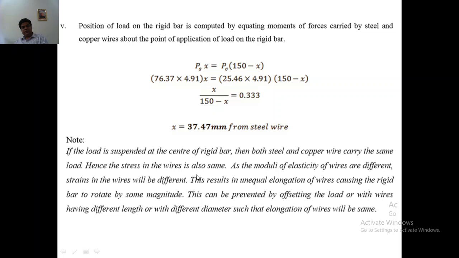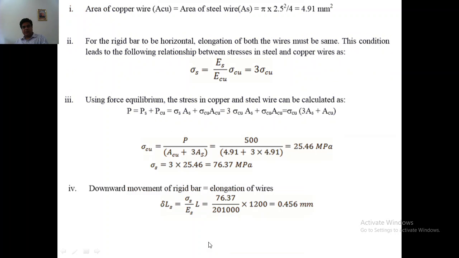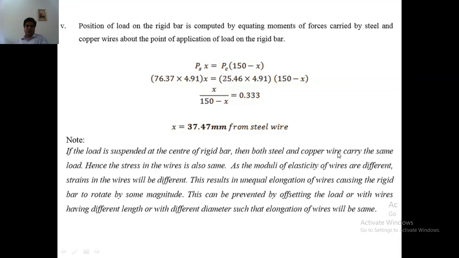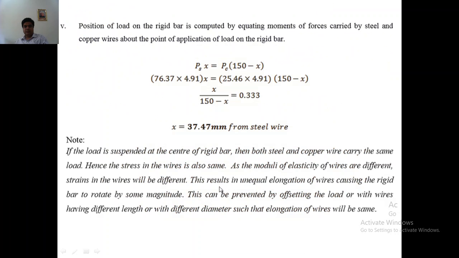Otherwise, what happens is, if the load is suspended at the center of the rigid bar, both the steel wire and the copper wire will carry the same load. When they carry the same load and the area is also the same, the stress will be the same. So that is not correct here; that will not satisfy the condition.